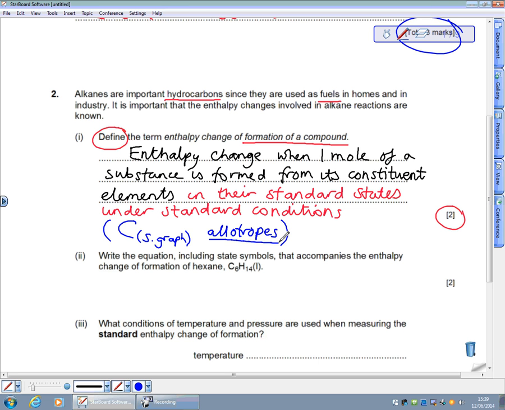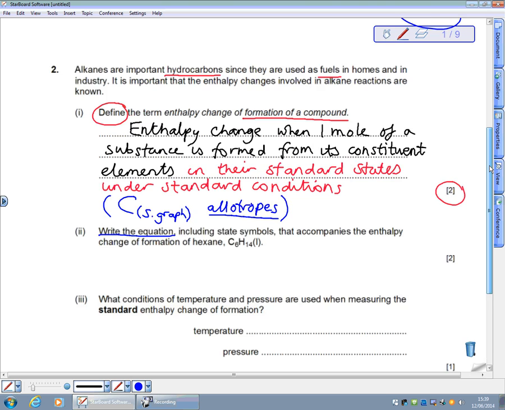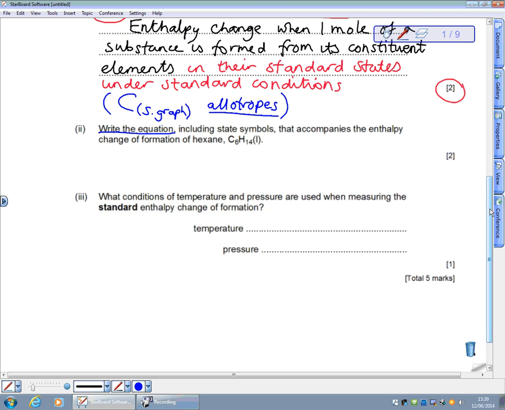Okay, now we're writing an equation. Let's have a look at what's expected in this question, including state symbols. That's S for solid, L for liquid, G for gas, or AQ for aqueous. They're solutions made up in water. So we're looking at writing a balanced equation for the formation of hexane. There's lots of information in this question because the examiners told me that hexane is a liquid at room temperature. I may not know that, but they've given me the information and they want me to use the state symbols, so I've got to make sure that I do that appropriately.